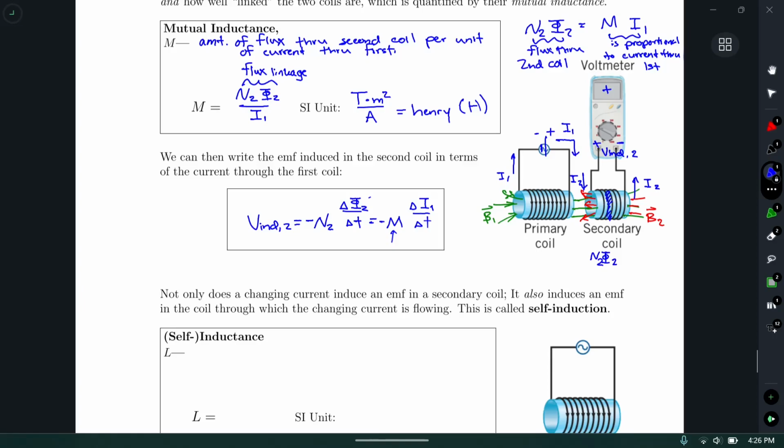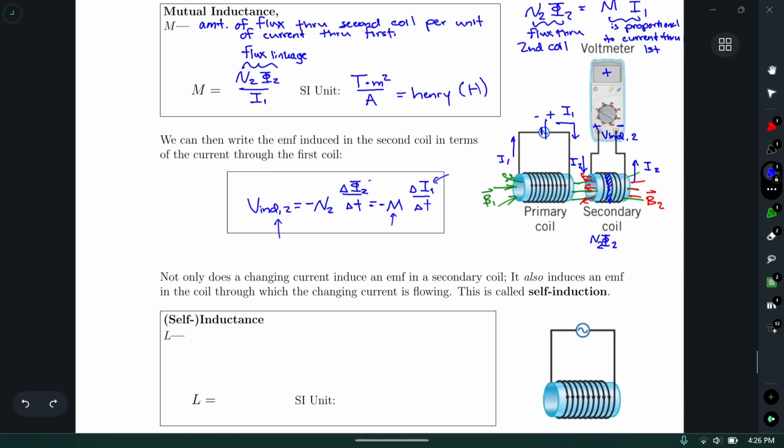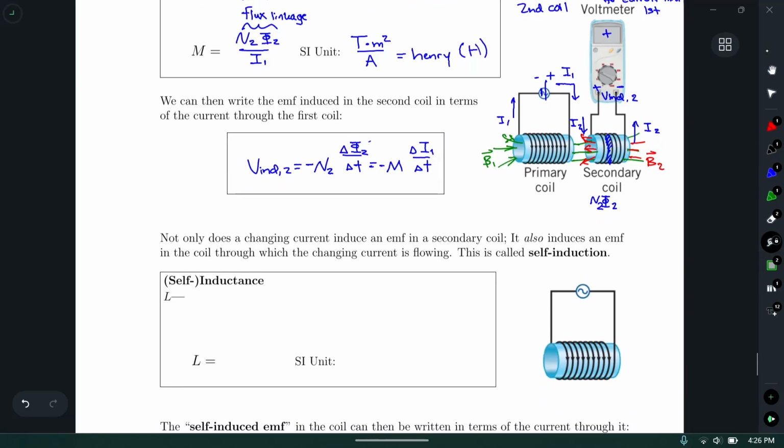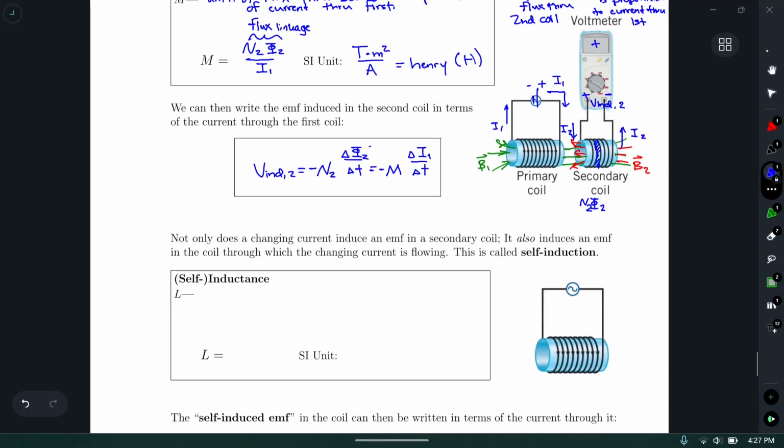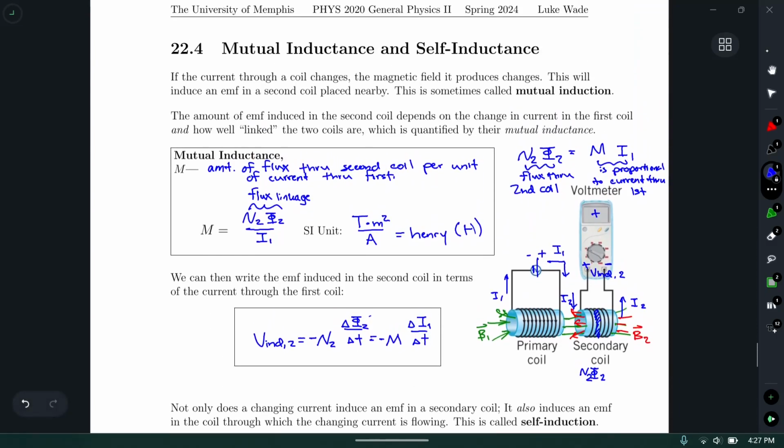If you buy two coils that are set up in a specific arrangement, they could report that number M for you. And then you are just worried about controlling the current through the first to tell you how much EMF or voltage you're going to get through the second coil. That's a little bit more practical than every time trying to figure out the flux through the second yourself. And that is why the mutual inductance is a useful quantity. I'm going to pause before we go to self-inductance and show you a couple examples of mutual inductance.